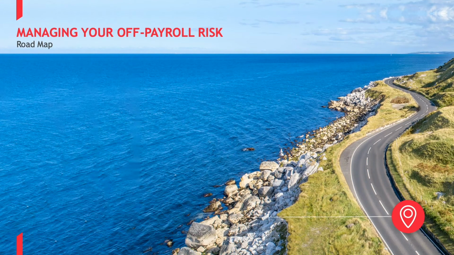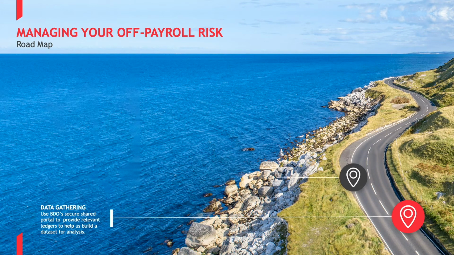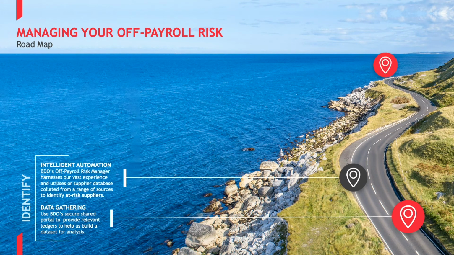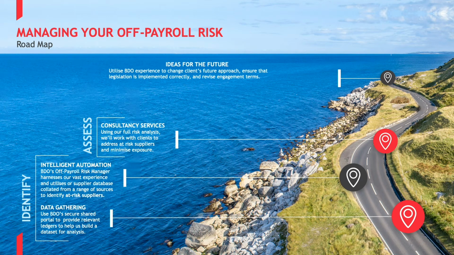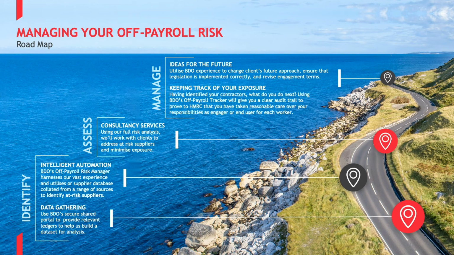We have adopted a 3-part strategy to identify, assess, and manage your OPL risk. We have developed an electronic off-payroll risk management tool which can help identify your OPL supplier population and the risk it presents, in conjunction with the HMRC Check Employment Status for Tax tool, which is covered in a separate video. Today I will focus on our electronic off-payroll tracker tool, which you can use to manage compliance of suppliers.